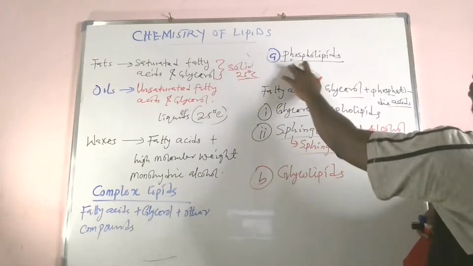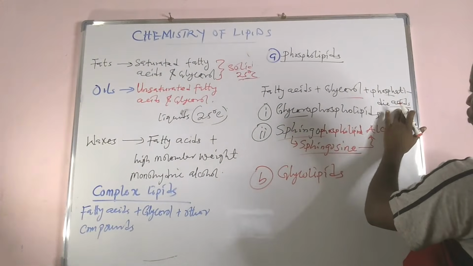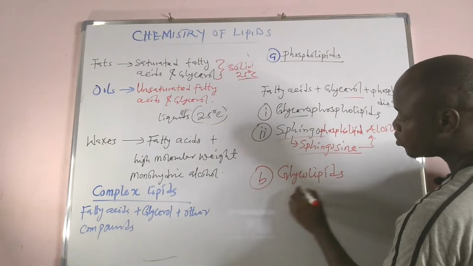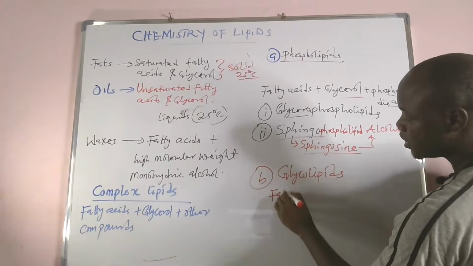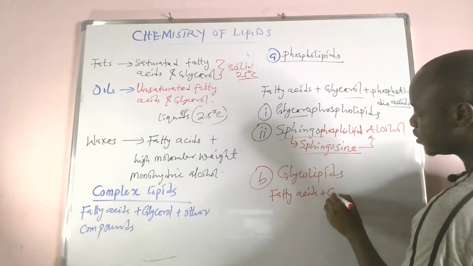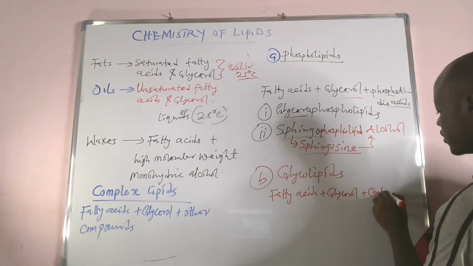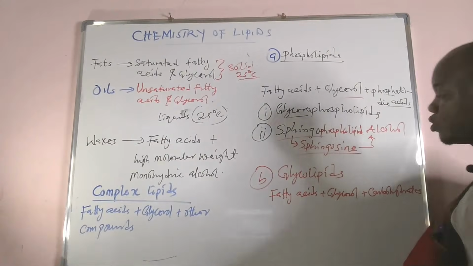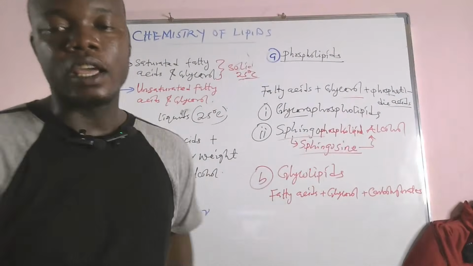So you see, in the case of phospholipid, it contains fatty acid, glycerol, plus phosphatidic acid. And for the glycolipid, it has fatty acids plus glycerol plus carbohydrates. So that is why it is called glycolipids.